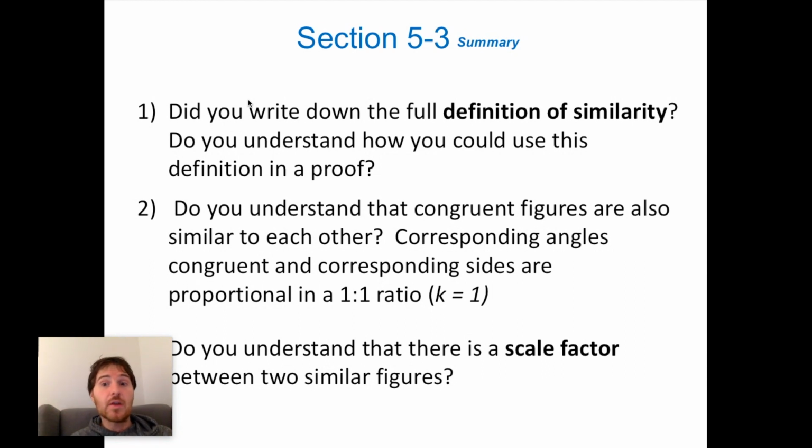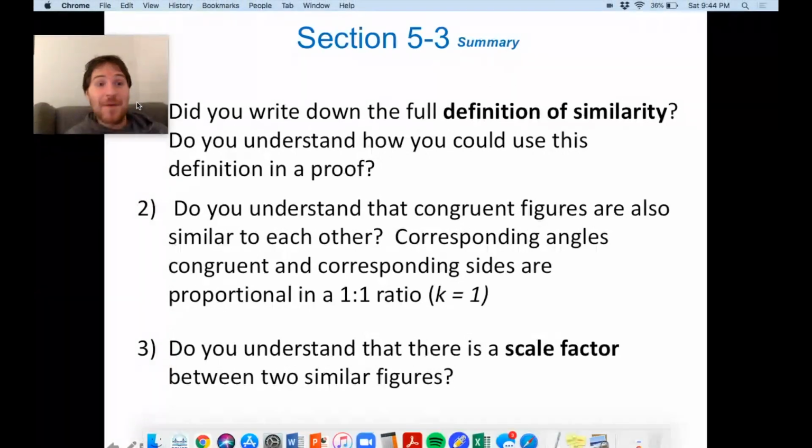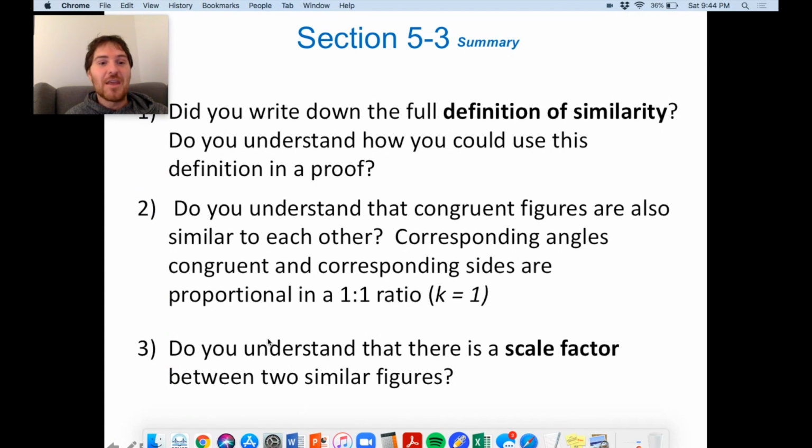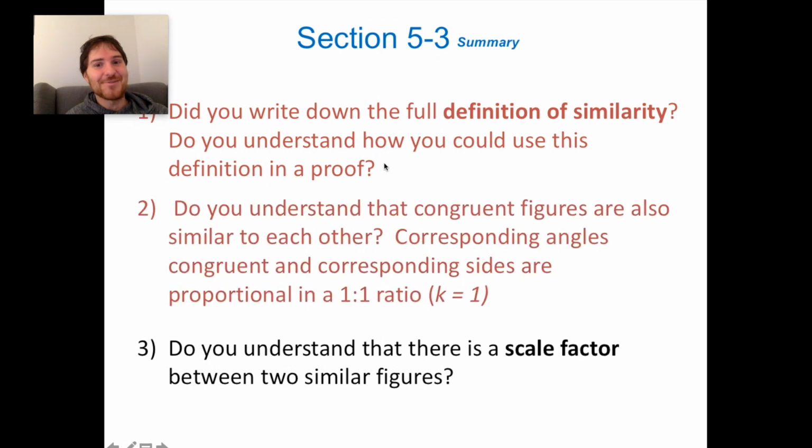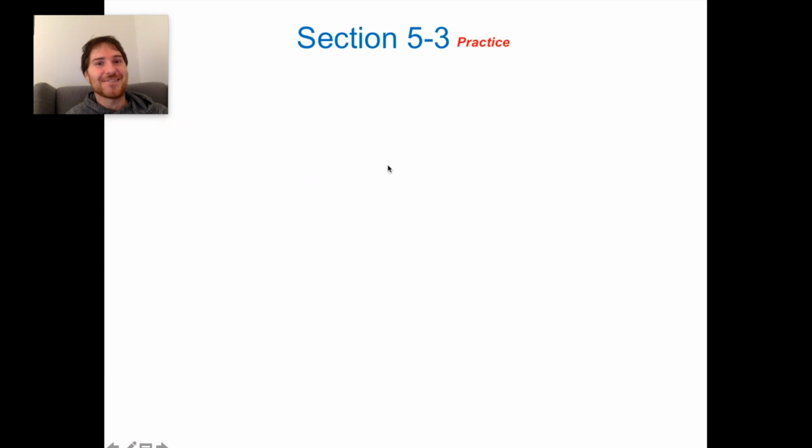Okay, do you understand that congruent figures are also similar to one another? Yeah. Congruent figures are similar figures because all the angles are congruent and all the sides are equal to one another. So the sides are in proportion, right? They're in a one-to-one ratio, okay? That's something I figured I'd point out to you, and it might be useful to you coming up in the future. Finally, number three, do you understand that there's a scale factor between two similar figures? There's a large to small scale factor and a small to large scale factor that can help you jam through some problems, okay? So these three things, make sure you know them. That's the summary of the section.